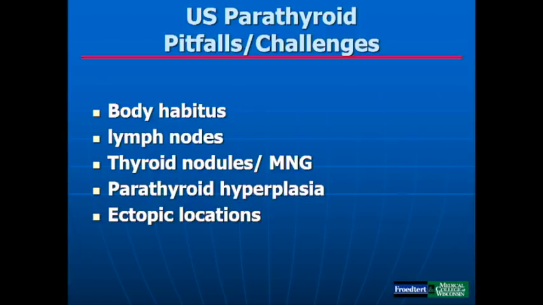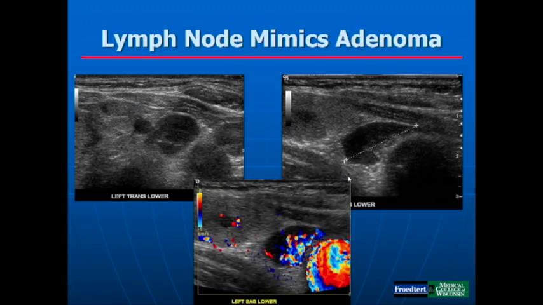Parathyroid ultrasound has some challenges and some pitfalls. One of these, obviously, is the body habitus. Patients who are large, who cannot extend the neck very well, are very difficult, particularly for those glands in locations B and C that are really deep. It is difficult to differentiate from lymph nodes or thyroid nodules, or in patients with multinodular goiter. Patients with parathyroid hyperplasia are also difficult because the glands are small or in ectopic locations.